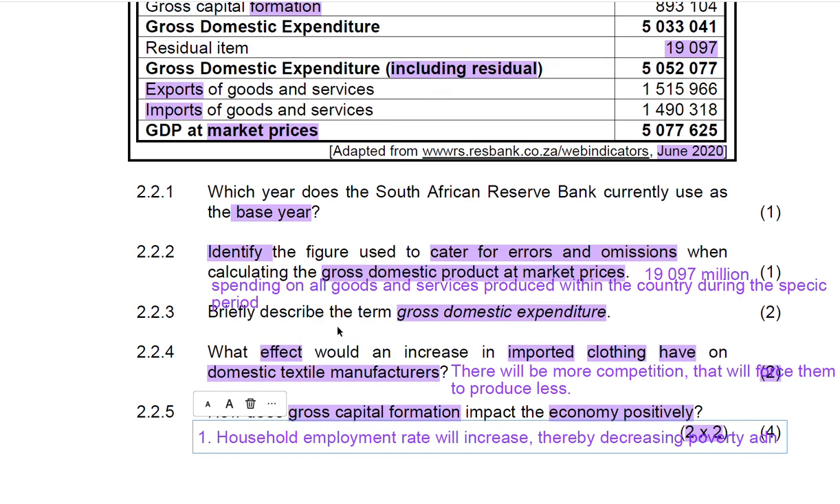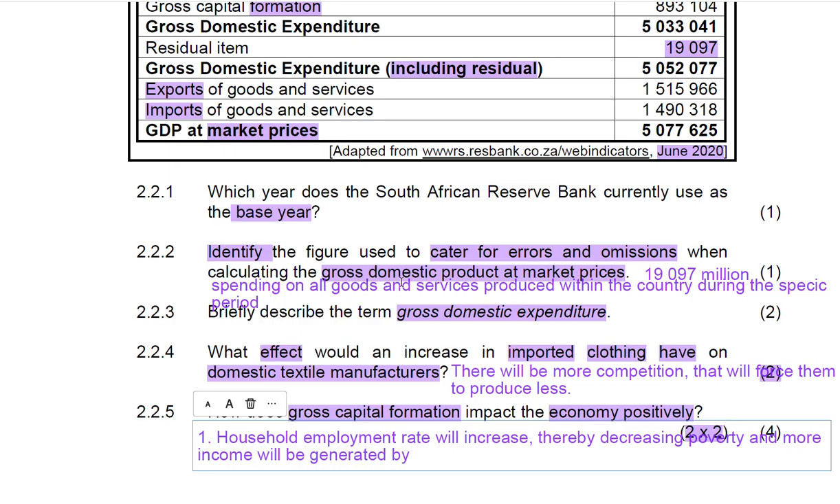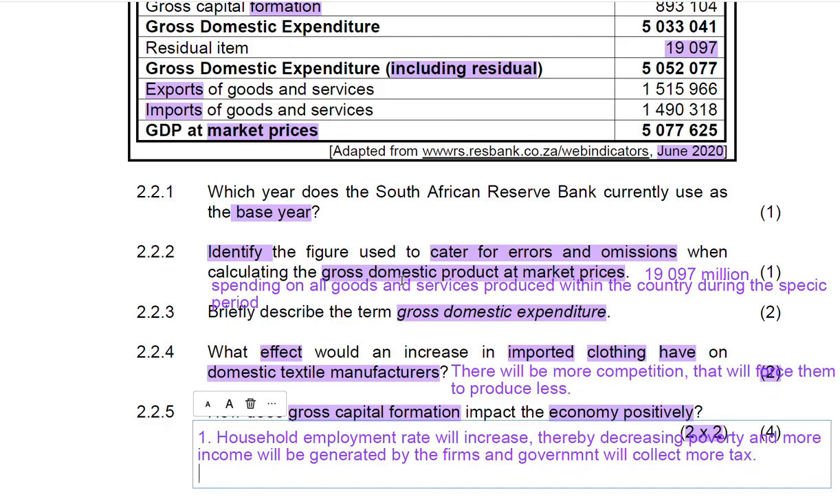And more income will be generated by the firms, and government will collect more tax. So that's how gross capital formation assists. That's number one. And number two, what I will be looking at.